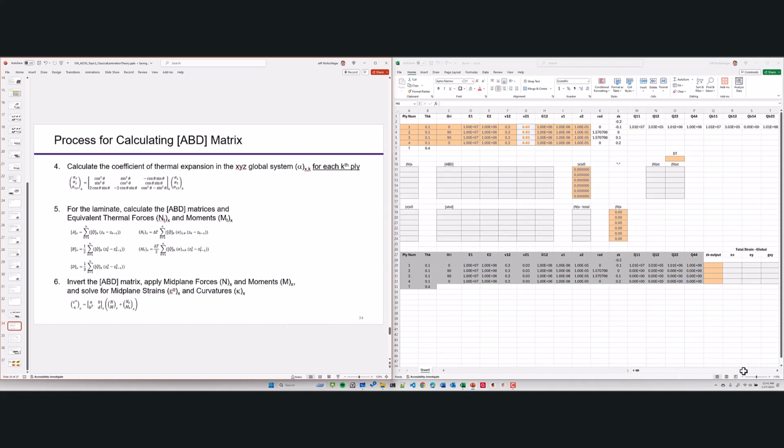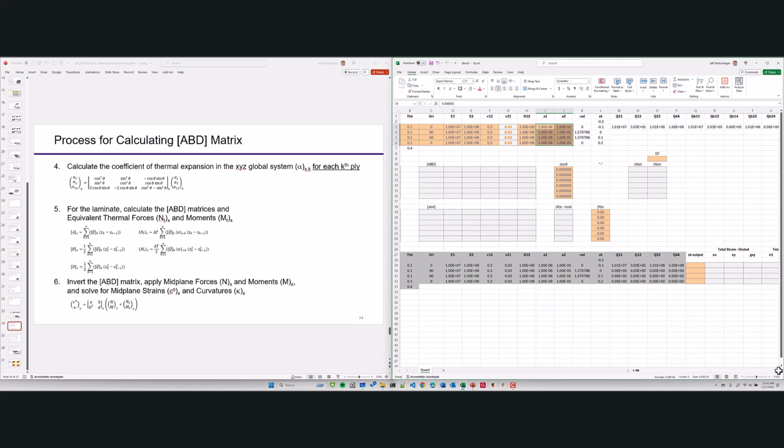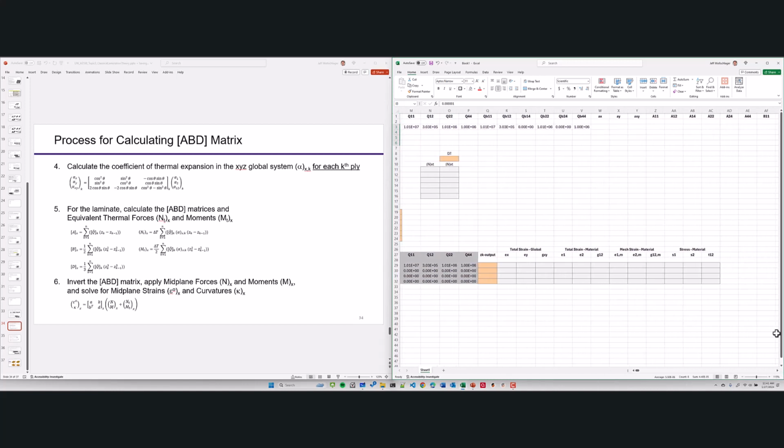Okay, now what I need to do is I have to transform. So I was given the coefficients of thermal expansion in the material system, and I need to transform those into global, because remember, we're getting everything into global, and we're going to sum everything up. And so I have to transform those into global. And so all we're going to do is I'm just going to perform these calculations. It's written here in matrix math.